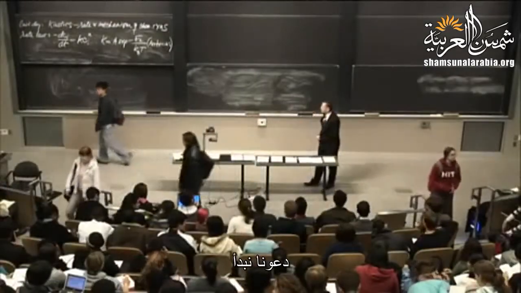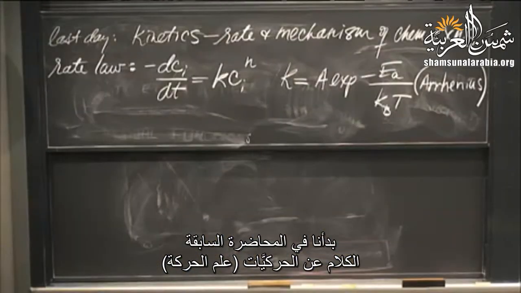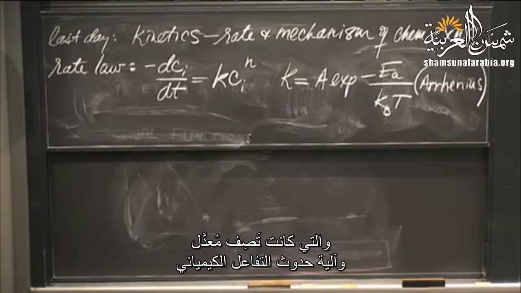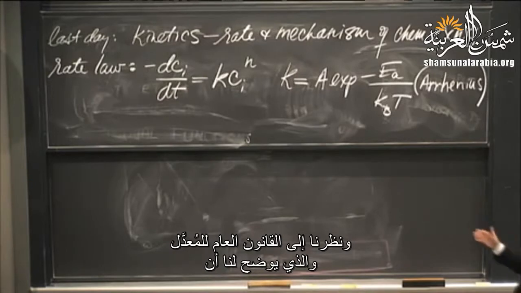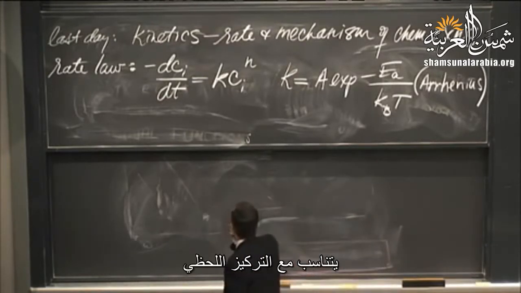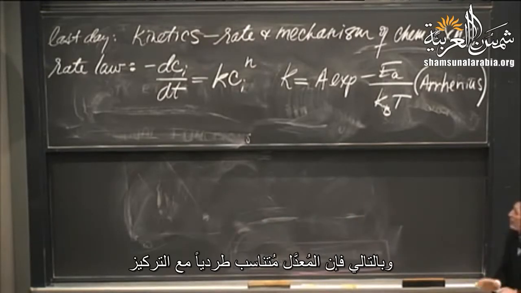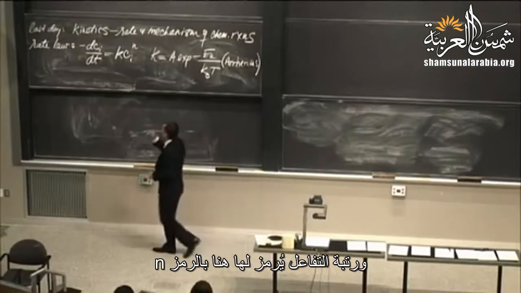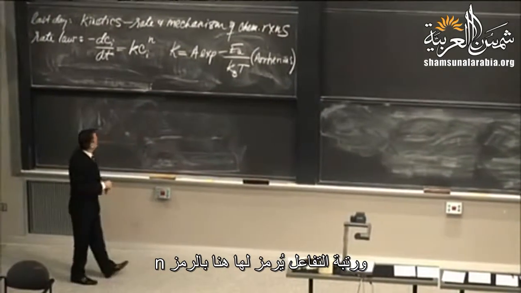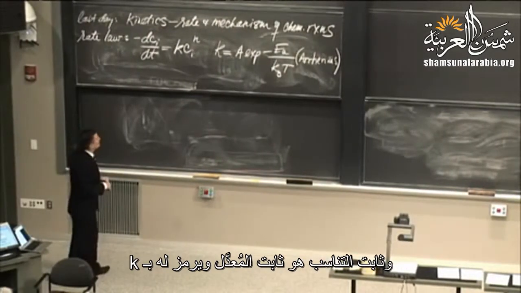Okay, let's get started. I'm going right into the lesson. Last day we started looking at kinetics, which was the description of rate and mechanism of chemical reactions. We looked at the general rate law, which shows us that the instant change in concentration of species i goes as the instant concentration. So rate is proportional to concentration, and the order of reaction is shown here as n, and the proportionality constant is the rate constant k.